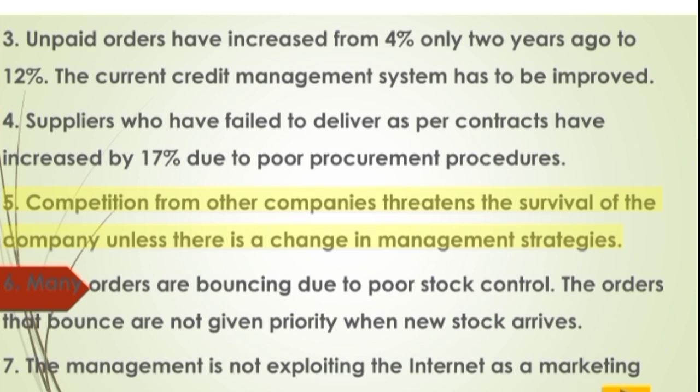5. Competition from other companies threatens the survival of the company unless there is a change in management strategies. 6. Many orders are bouncing due to poor stock control. The orders that bounce are not given priority when new stock arrives. 7. The management is not exploiting the internet as a marketing and service delivery channel.